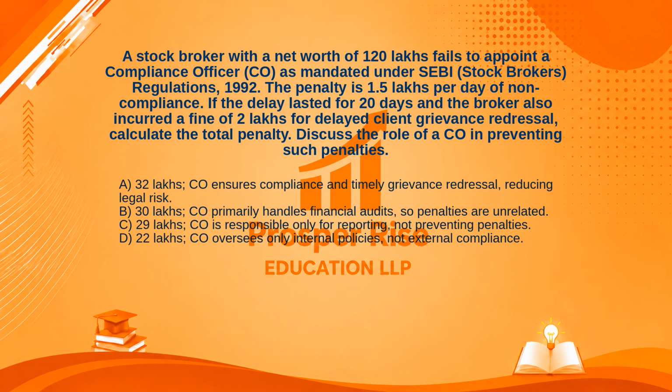Here are your options. A. 32 lakhs. CO ensures compliance and timely grievance redressal, reducing legal risk. B. 30 lakhs. CO primarily handles financial audits, so penalties are unrelated. C. 29 lakhs. CO is responsible only for reporting, not preventing penalties. Or D. 22 lakhs. CO oversees only internal policies, not external compliance. Take a moment to pause the video and decide.